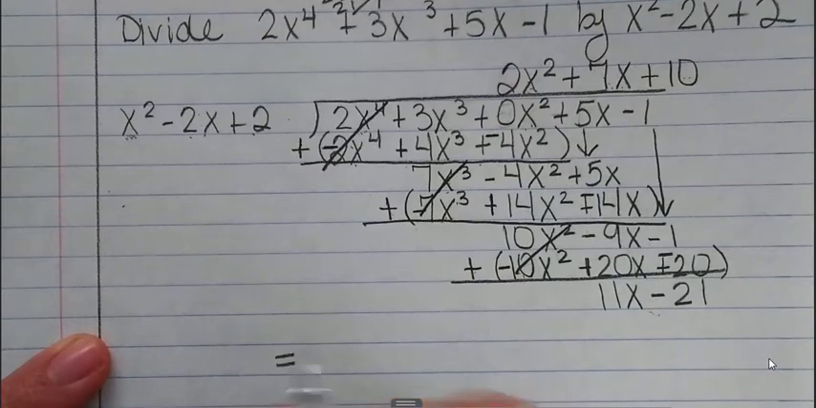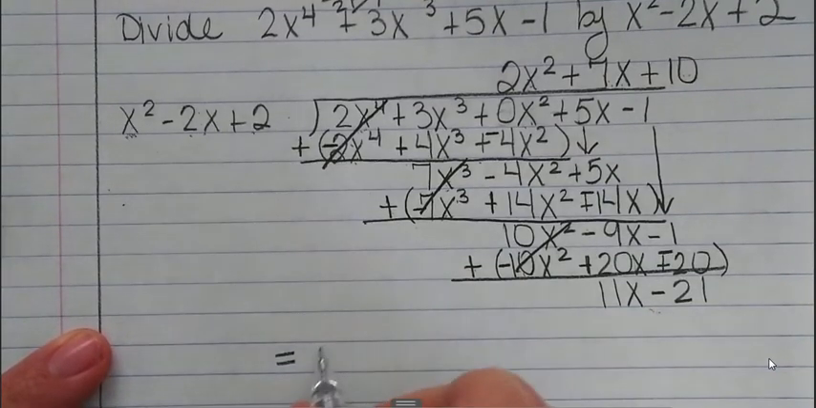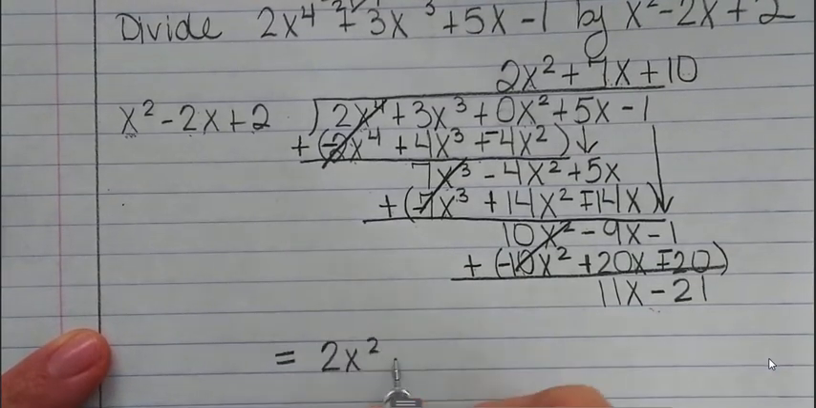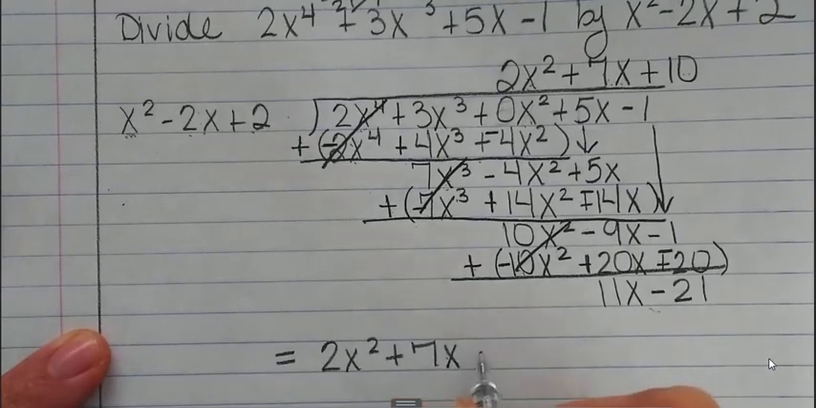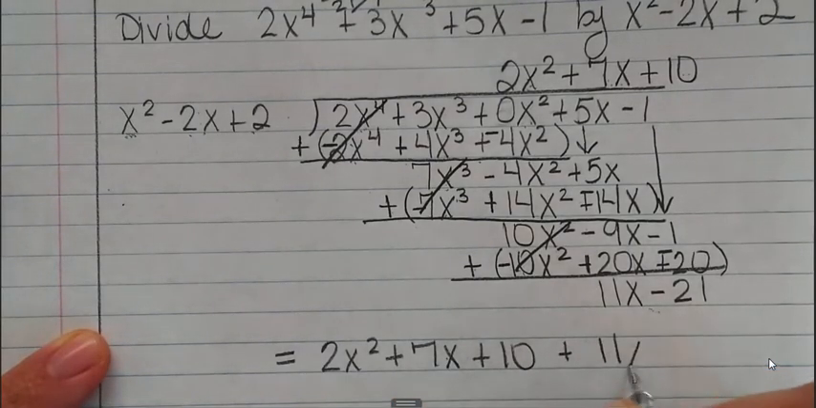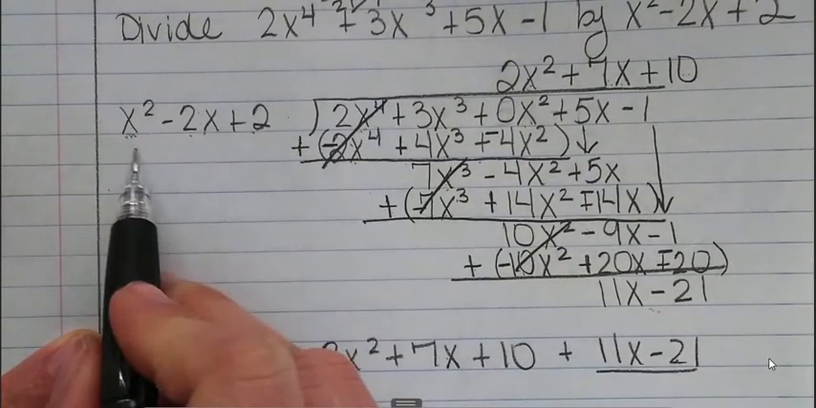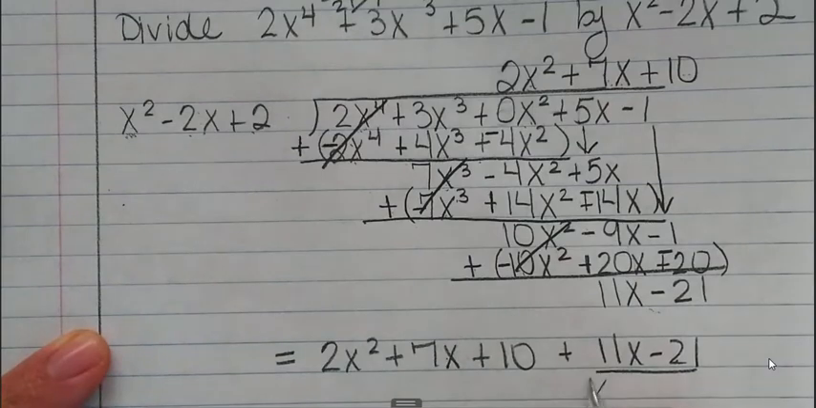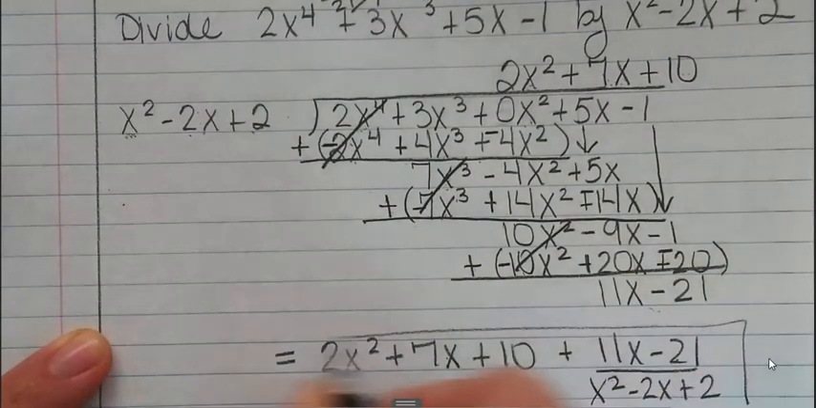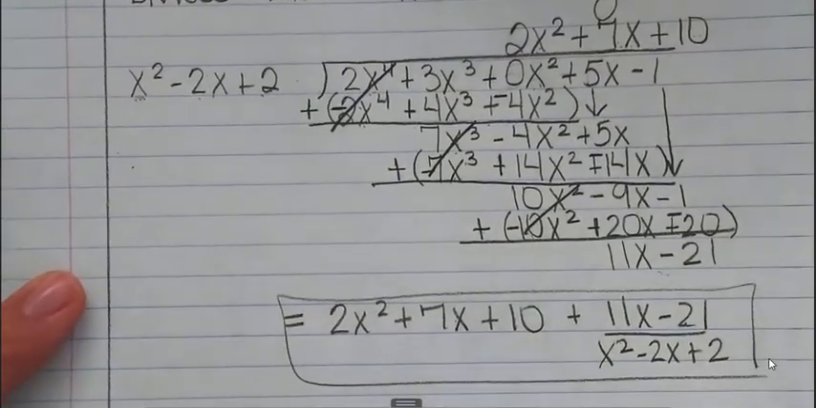Okay? So, at the very end here, and because I'm out of room, because I ended up with smaller paper, my quotient is going to be 2x squared plus 7x plus 10 plus 11x minus 21 over what I originally divided by, x squared minus 2x plus 2. Voila, there's your answer.